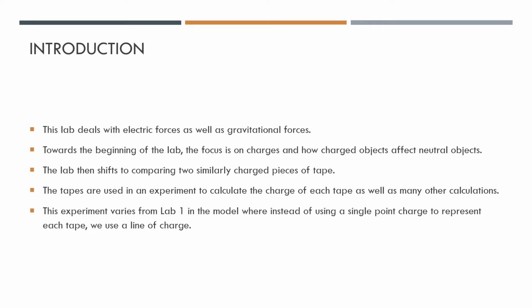Lab 2 is very similar to Lab 1 in that the first half of the experiment is about the same. Initially there's a physical part of the experiment that mainly deals with electric forces and gravitational forces. At the beginning you focus on how charged objects affect neutral objects. Then the lab shifts to comparing two similarly charged pieces of tape, which are used in an experiment to calculate the charge of each tape, as well as many other calculations. This experiment varies from Lab 1 in that, instead of using a single point charge for each tape, we use a line of charge.